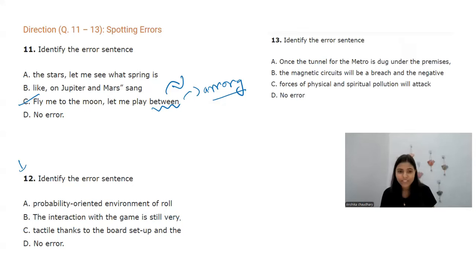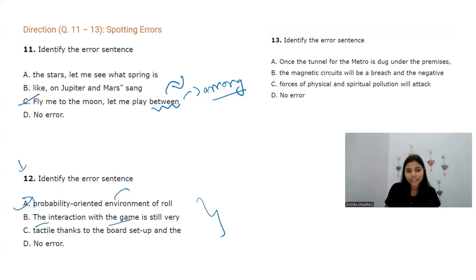The interaction with the game is still very tactile thanks to the board setup. So it is again brought up from a particular paragraph, right? Every time we are talking about something specific, we are specifying something. Here the error is just that "probability oriented environment of rule" should be operable with the help of articles, because we have to specify it as well. Here, in the interaction, the game, every time we are specifying everything.